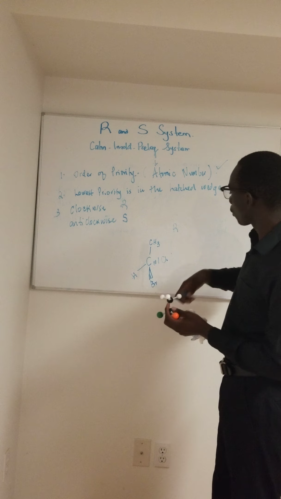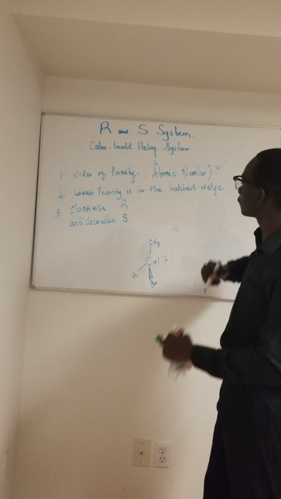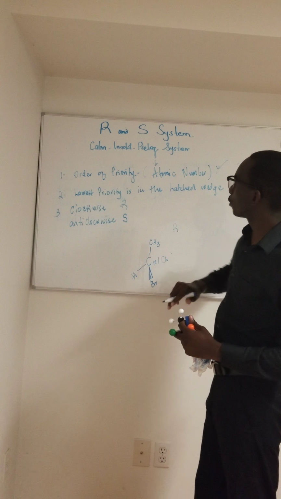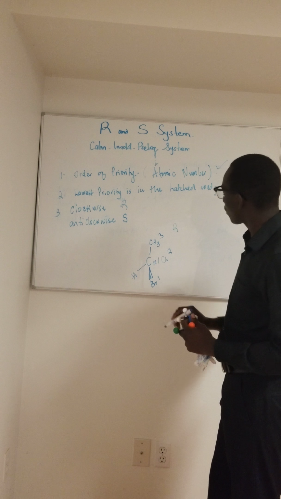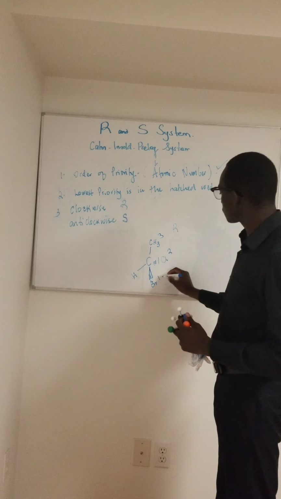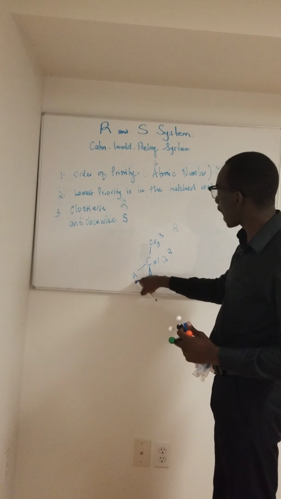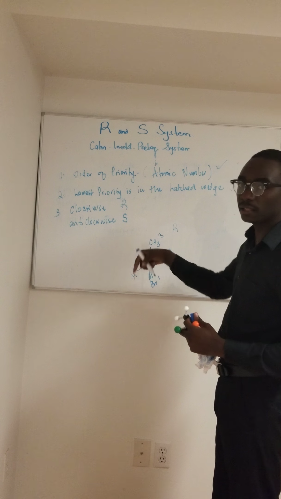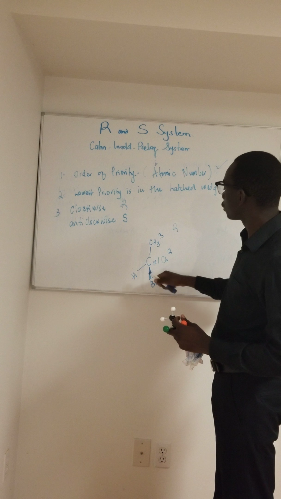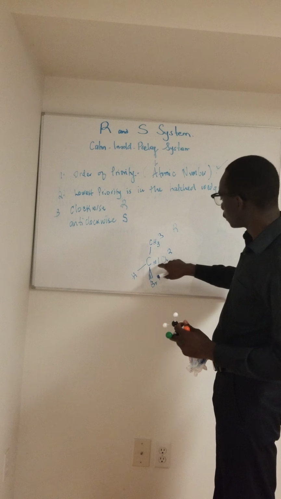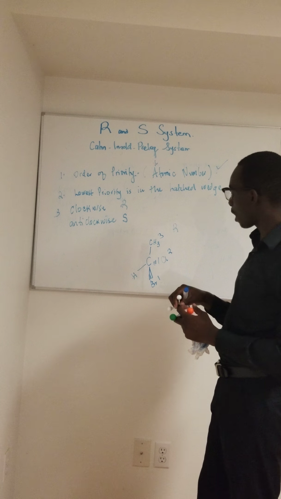So what we have to do is, first of all, order of priority. So this will be our 1, our 2, and our 3. So if this is the order of priority, but the hydrogen is not in the fourth position, we have to move this hydrogen to this position. So how do we do that?